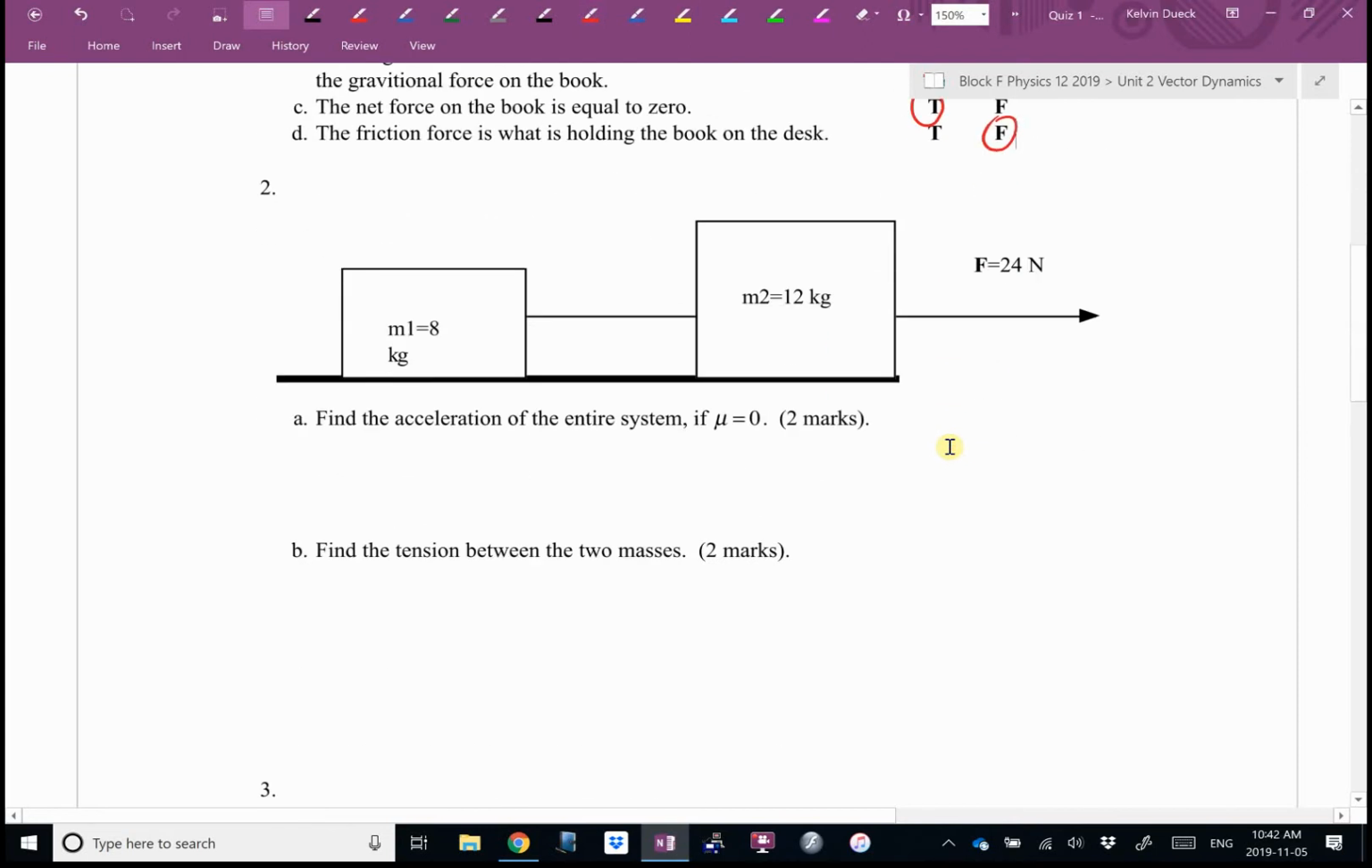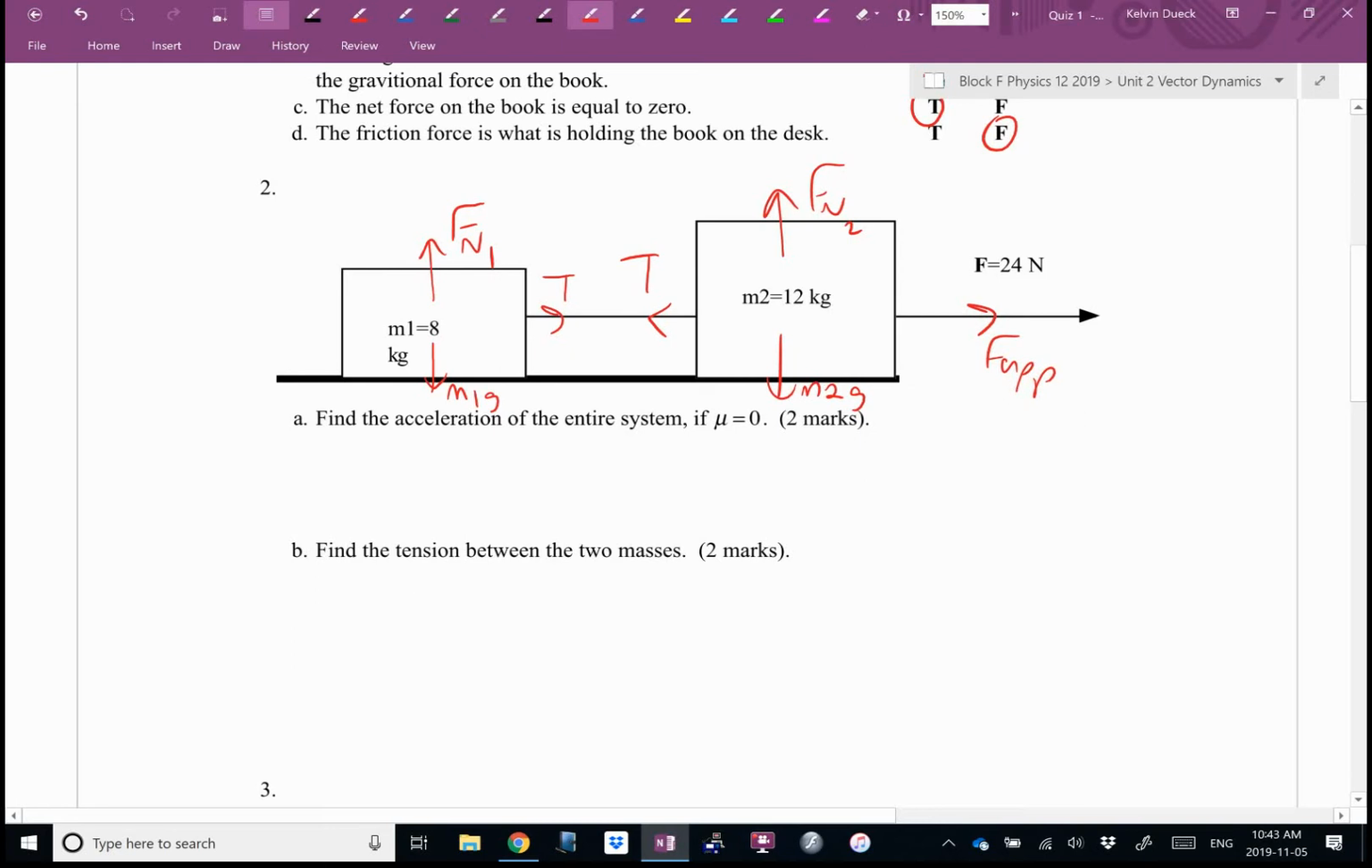Number 2, this is a job for a free body diagram. What are the forces acting on M1? M1G, normal force number 1, tension. M2G, normal force number 2, and tension this way, F applied this way.